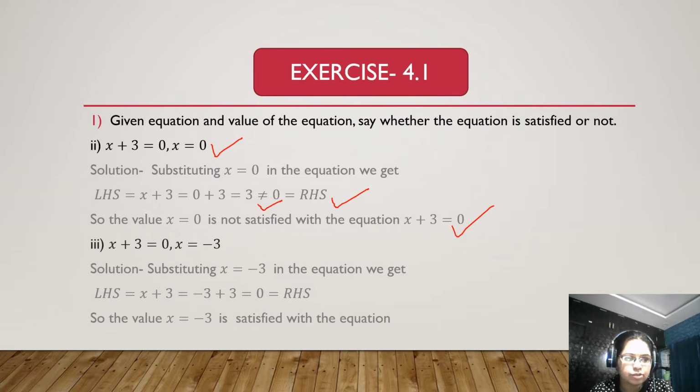Third part is x plus 3 equal to 0 and x equal to minus 3. We have to substitute the value of x, that is minus 3, in the equation x plus 3 equal to 0. Left hand side is x plus 3. Substituting x equal to minus 3, we get minus 3 plus 3. Minus 3 plus 3 is 0, which is equal to the right hand side. So x equal to minus 3 is satisfied with the equation x plus 3 equal to 0.